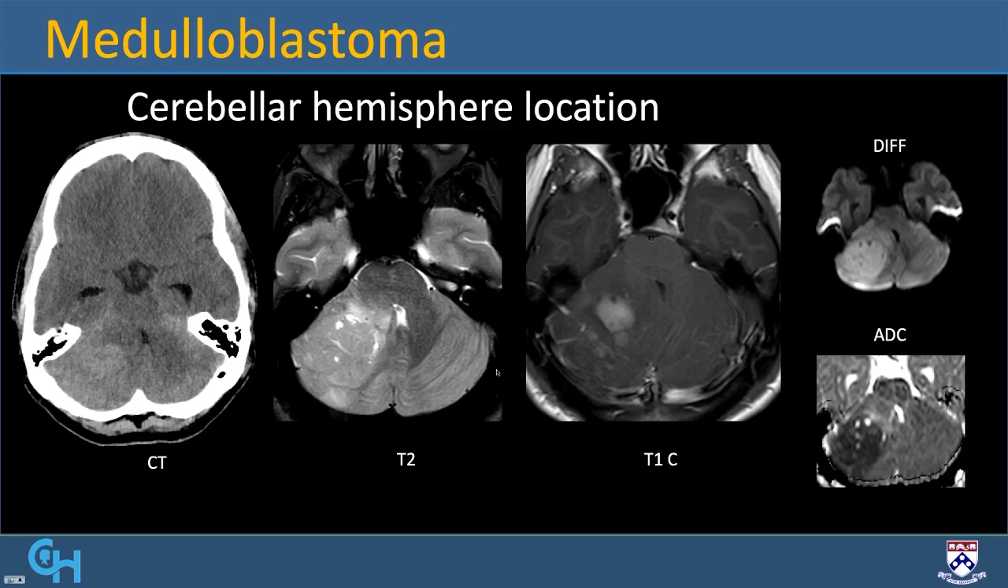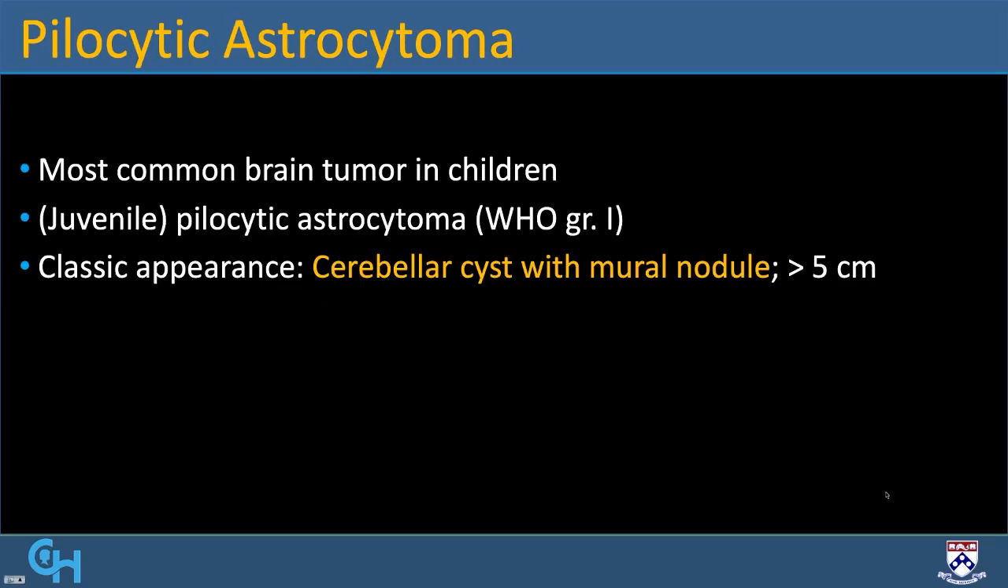On MR imaging, you can see this large, predominantly solid mass with few cystic areas in the cerebellum displacing the fourth ventricle with partial effacement, and some areas of enhancement within. And again, notice the characteristic diffusion restriction and the low ADC, very typical of medulloblastomas.